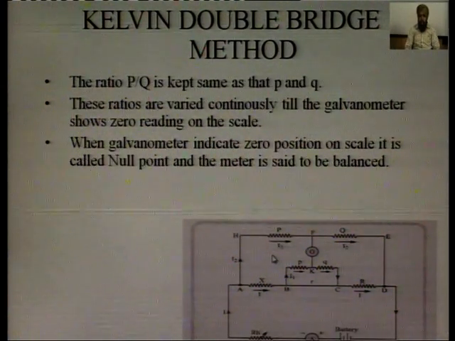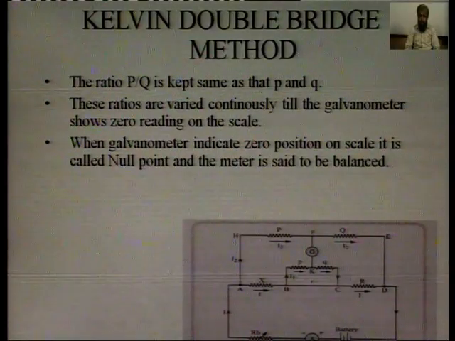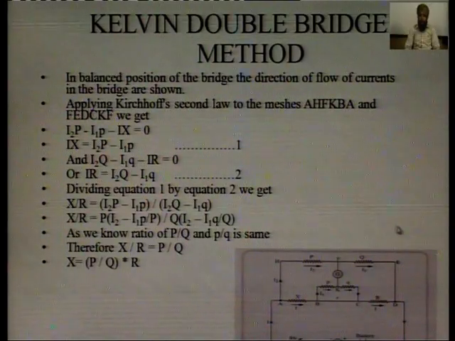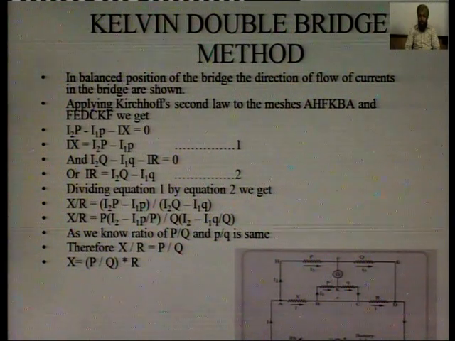The ratio of P by Q is kept the same as that of small p and small q resistors. These ratios are varied continuously till the galvanometer shows zero reading on the scale. When the galvanometer indicates zero position on the scale, it is called the null point and the meter is said to be balanced.